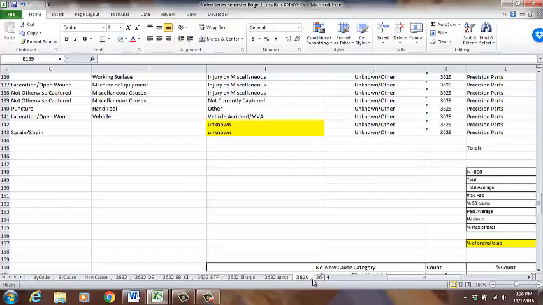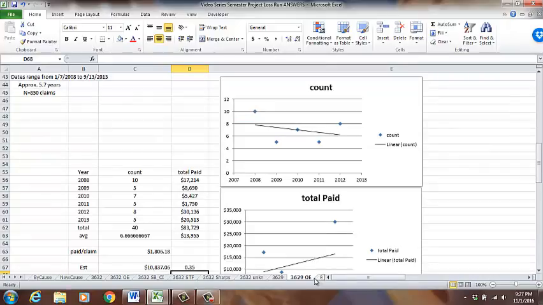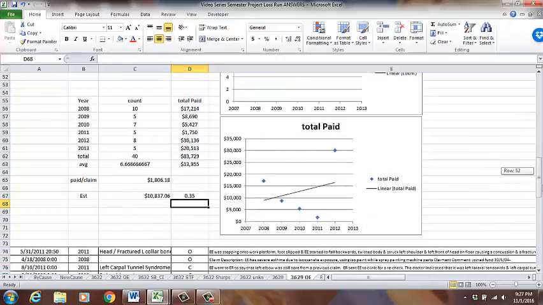This is 3629, which is the precision parts, and I did overexertion for that. As you can see, the best fit line isn't the greatest, especially with that high mark right there. But you estimate maybe next year will be about $10,000 in costs, and you can see the numbers are in this weird 5 to 6 range.